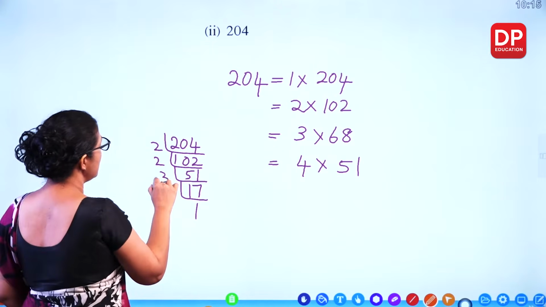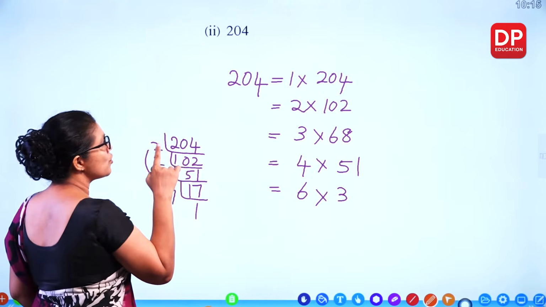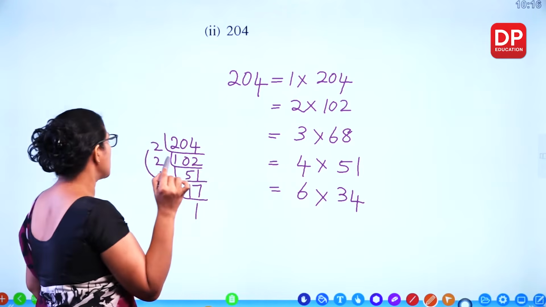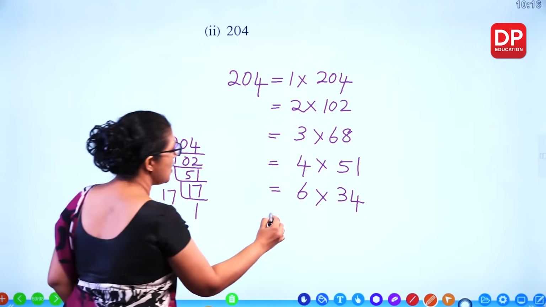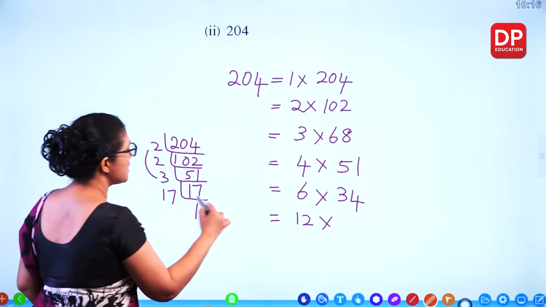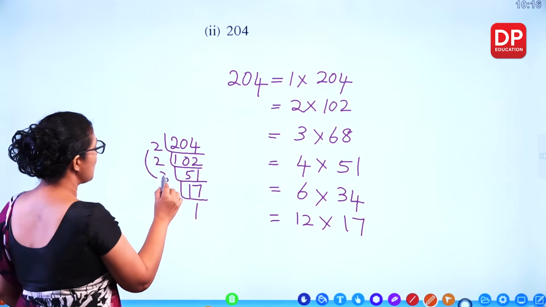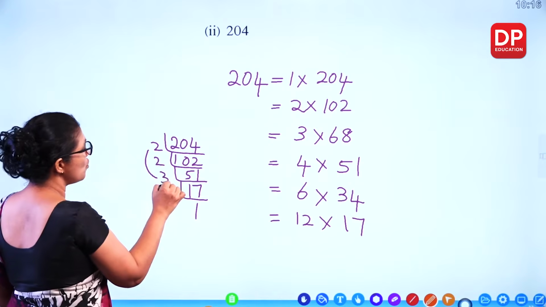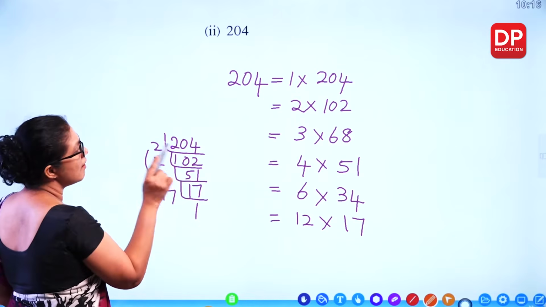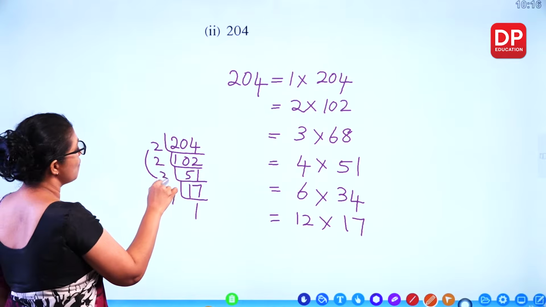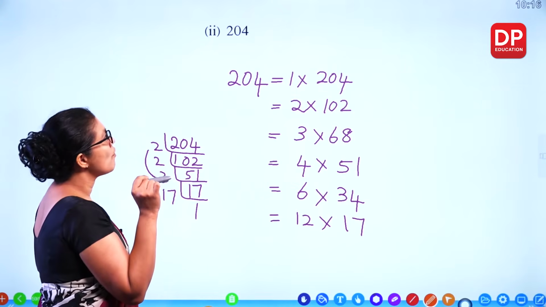Then it's divisible by 6. 6 times 34. What else? 12. 2 times 2, 4. 4 times 3, 12. 12 times 17, or 17 times 12. What else? Then what about these two? 17 times 2, 34. 17 times 3, 51. So all these, you have already taken. 4 times 3, 12. 12 also there. So those are the factors of 204.